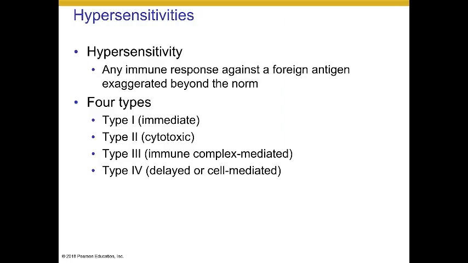So the first group of disorders they're going to talk about are hypersensitivities. And so these are basically like an overreaction of your immune system, or like an immune response that is happening kind of beyond what would be reasonable. And there's 4 different types. There's type 1, which is also known as immediate, type 2 or cytotoxic, type 3, immune complex mediated, and then type 4, which is delayed or also known as cell mediated. So I'm going to talk about each of these.